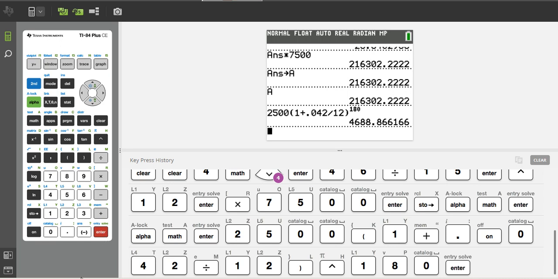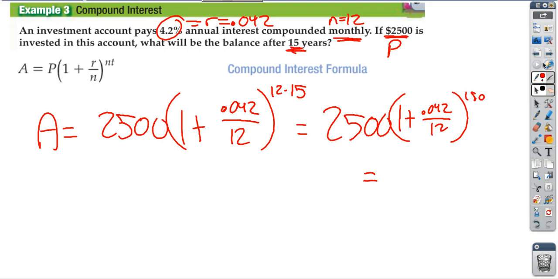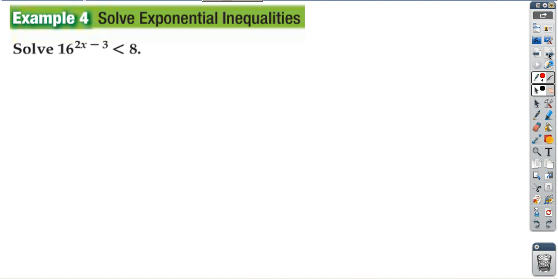So almost $5,000, $4,688.86. So that's quite a bit of growth. Given, I mean, you almost doubled your money in 15 years. You started with 2,500, so that shows you how quickly things grow.